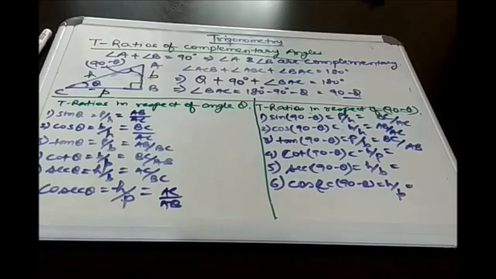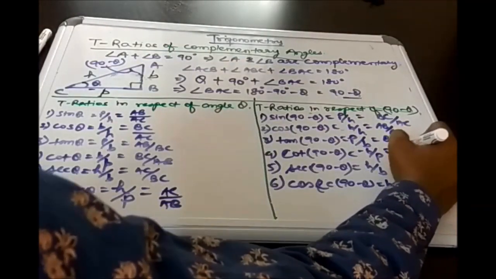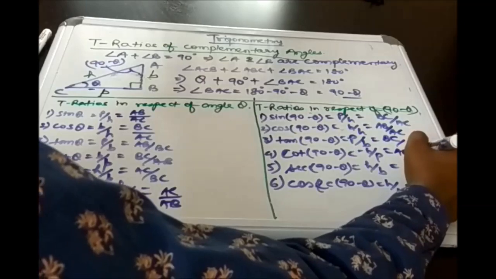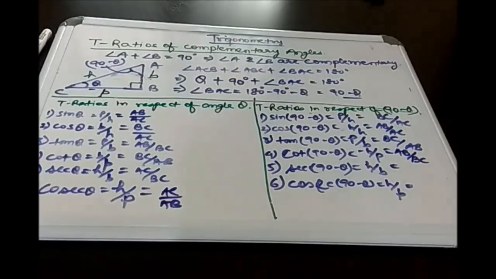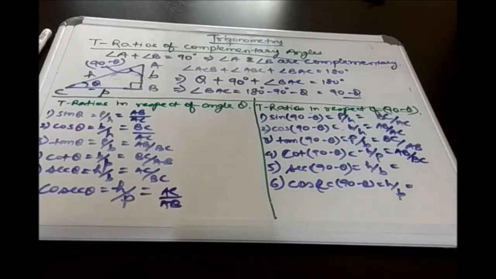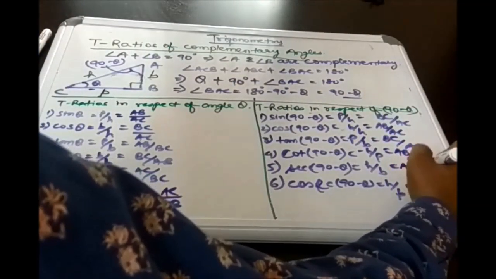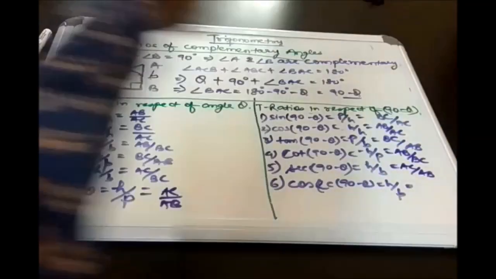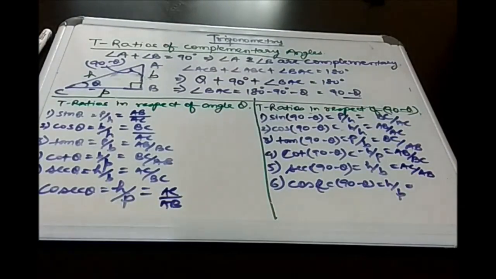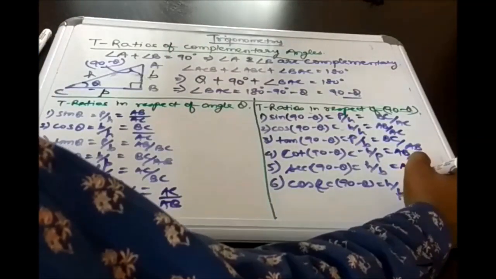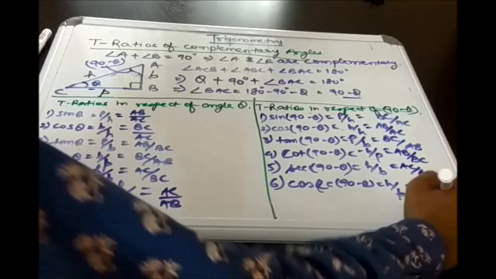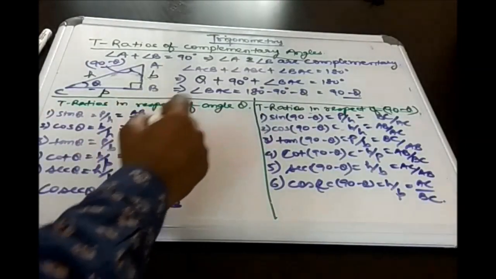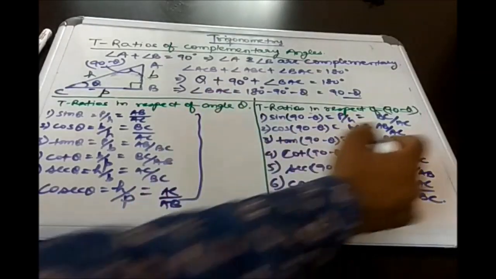Cot 90 minus theta is 1 by tan theta. That is base by perpendicular. Base is AB. Perpendicular is BC. Sec 90 minus theta is hypotenuse by base. Hypotenuse is AC. Base is AB. Cosec 90 minus theta is hypotenuse by perpendicular. Hypotenuse is AC. Perpendicular is BC. Now what we will do, we will compare these two sides, this side and this result.